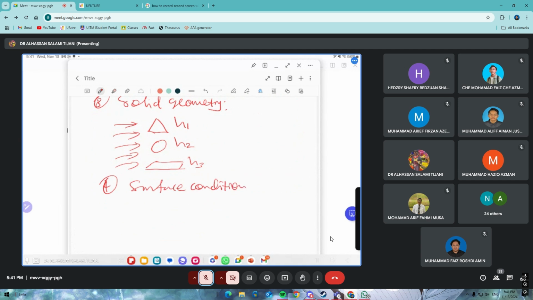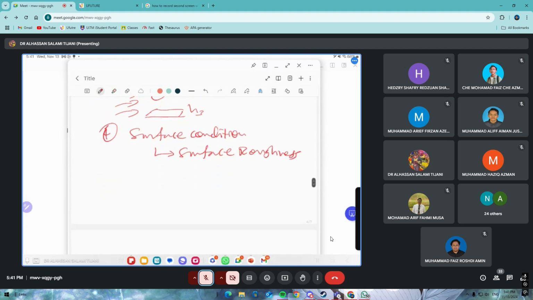Surface condition. It means it depends also on the surface roughness. For a smooth surface, the value for H will be different. For a rough surface, the value for H will also be different. Okay.